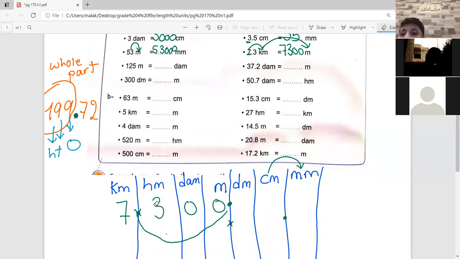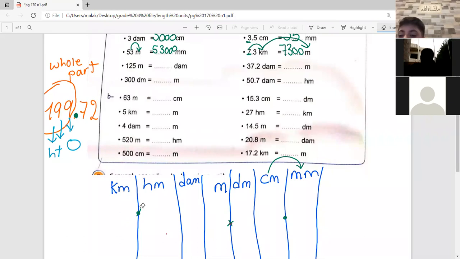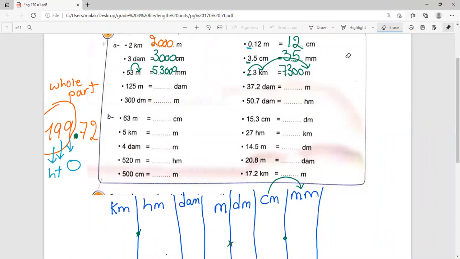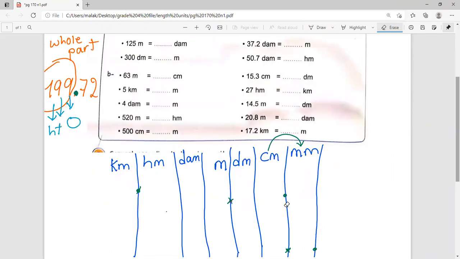So we move the point and we fill the empty space with zero. Right? The ones digit is seven. In a decimal number, the ones digit is the first digit to the left side of the point.